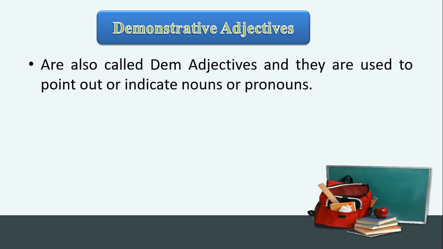Demonstrative adjectives are also called dim adjectives, and they are used to point out or indicate nouns or pronouns.